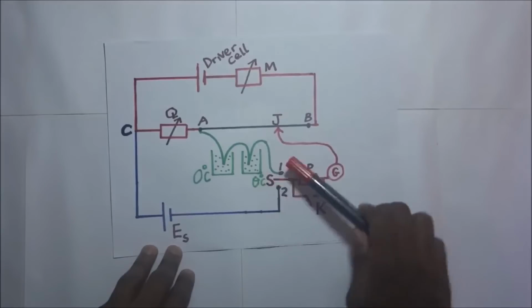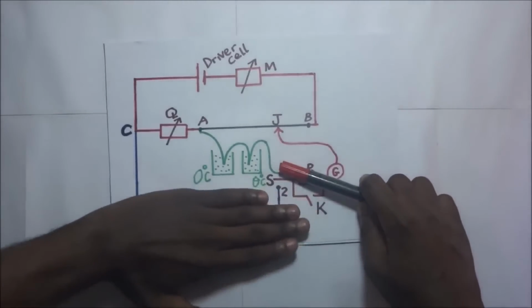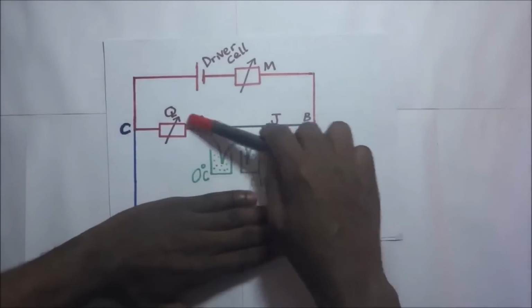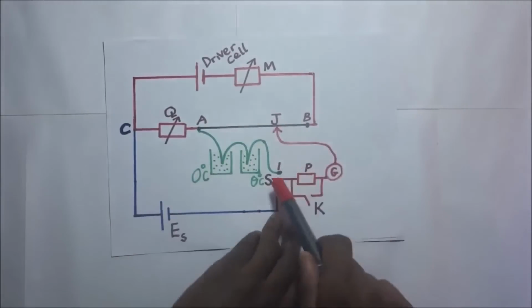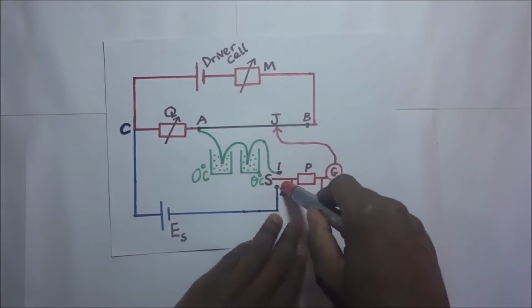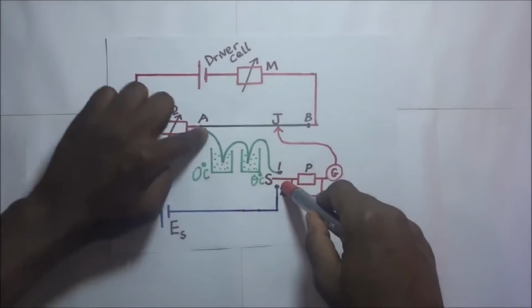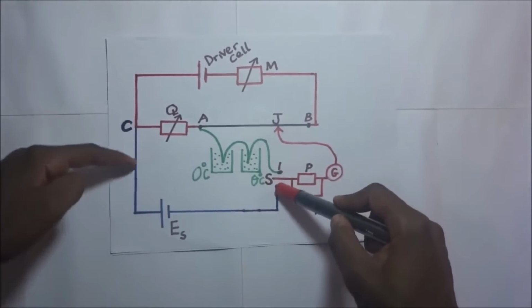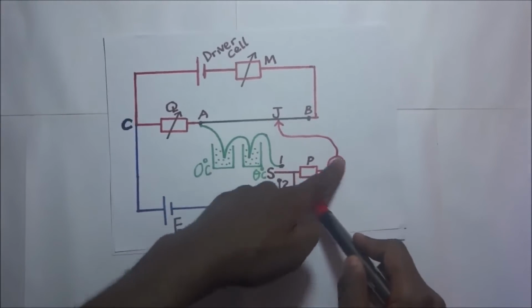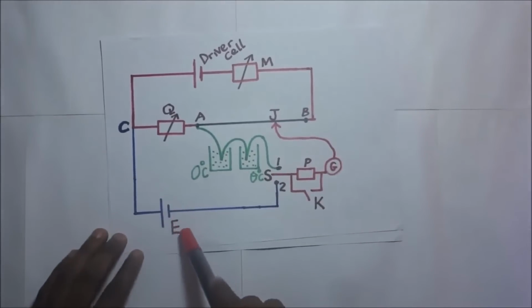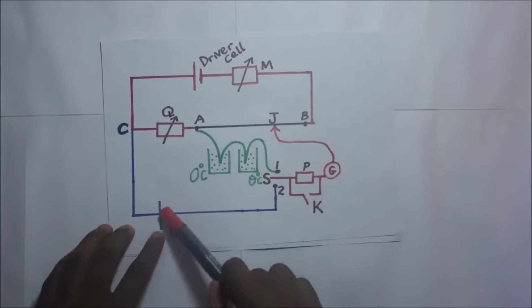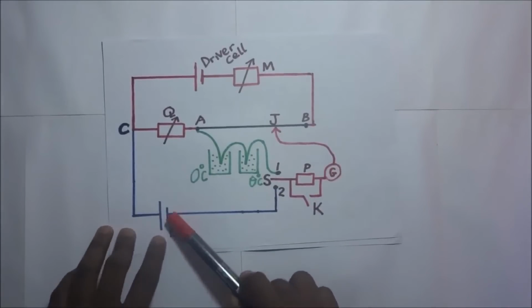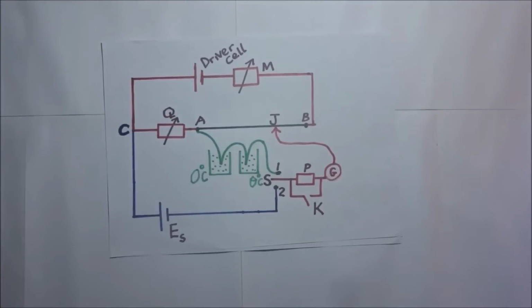When we connect S to 1, it means we have killed this blue part of the circuit and it's only this green one that is working. If we connect S to port 2, it means we've killed the green part and all the secondary circuit is only comprised of the blue one. Then we also have the standard cell. Of course, the standard cell is a cell whose EMF is known.